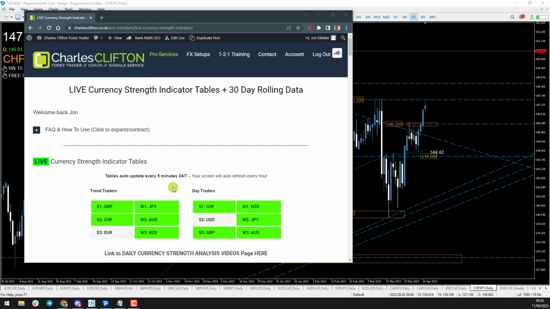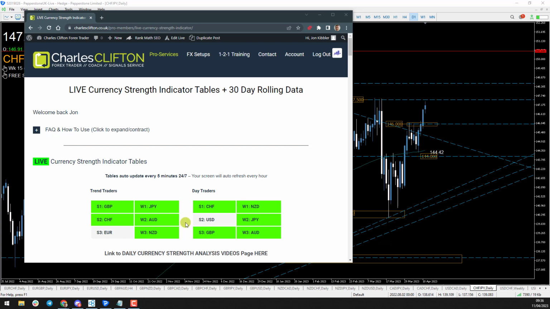Here you can see we have our two tables in front of us. We have the trend traders table and the day traders table. These are the same studies but just highlighting different time frames. The currencies highlighted in green means there is a confluence between those trading time frames, and that's where we'll be looking for trading opportunities in the market.